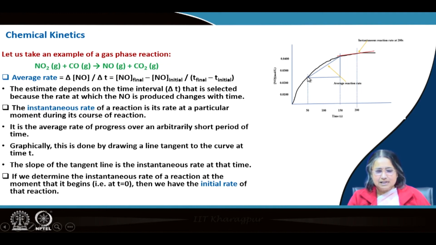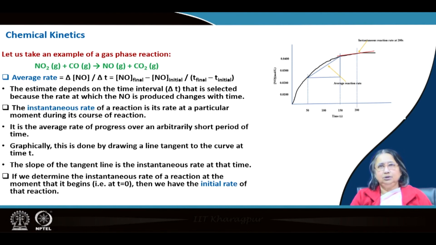then you have to take these points. The time difference is 100 seconds, right, and for the concentration difference you have to draw the perpendicular on the y axis, from here also on the y axis. So, this is the difference of the concentration. This one divided by this one will be the slope of the line that is joined between these two times.